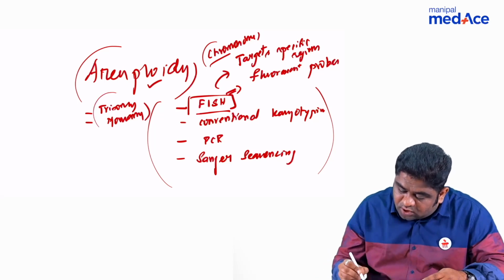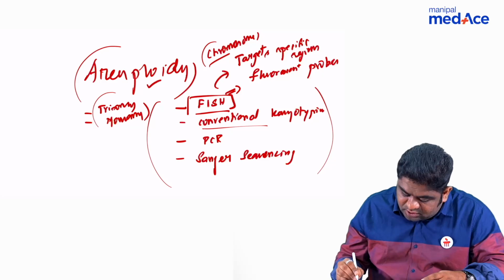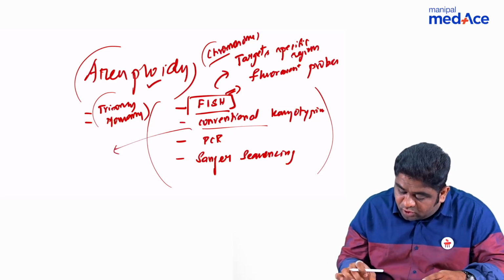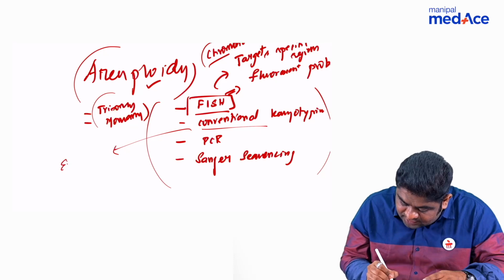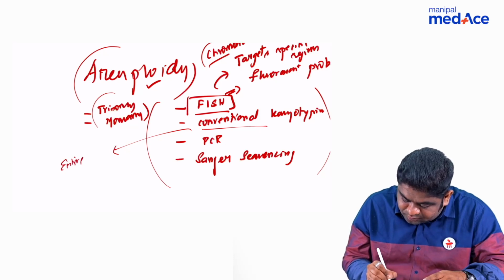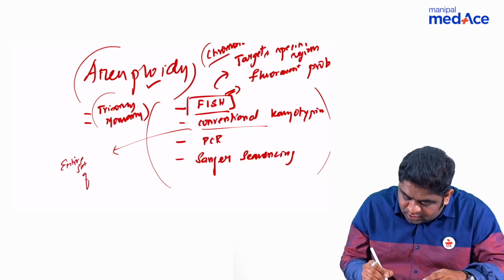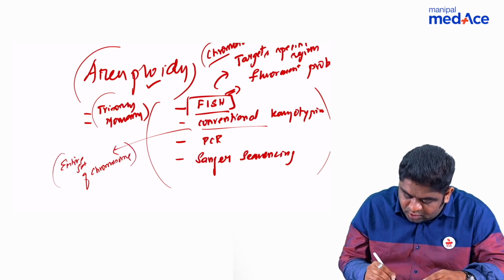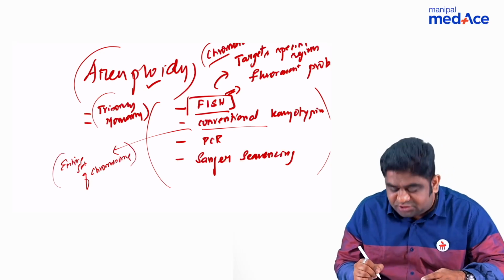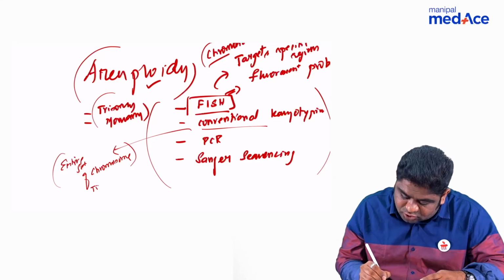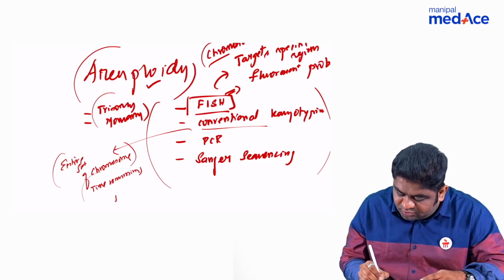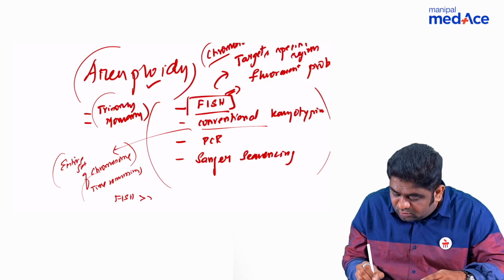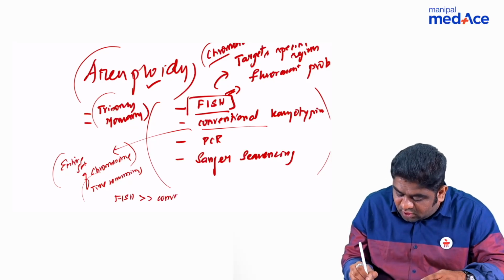Then what about conventional karyotyping? If you're going for conventional karyotyping, it involves visualization of the entire set of chromosomes. You will be able to know the number, size, and shape of all the chromosomes. It may be time consuming. So for this question, the best answer should be FISH followed by conventional karyotyping.